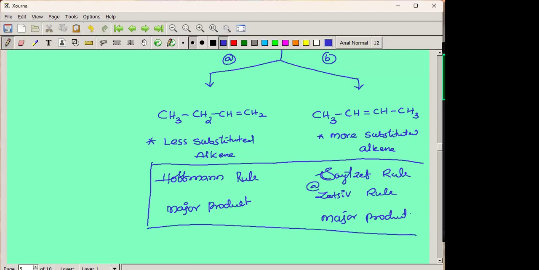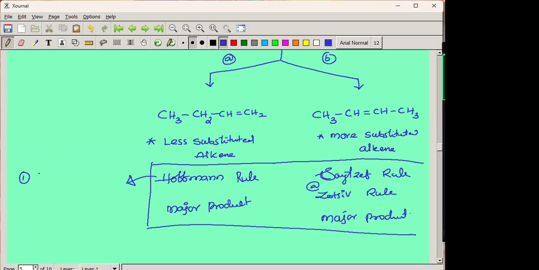What is the condition? What is the condition in the case of the Hofmann rule? When do we consider this a Hofmann rule? The first condition: when is the Hofmann product formed, and when is the Saytzeff product formed? What is the Hofmann rule? The less substituted alkene is the major product, that is called Hofmann. If the more substituted alkene is formed, that is considered the major product in the case of Saytzeff. I am not explaining the Saytzeff rule here, I am telling you how the Hofmann product comes.